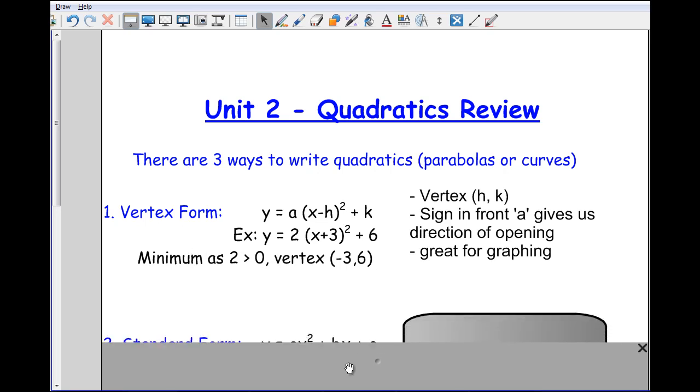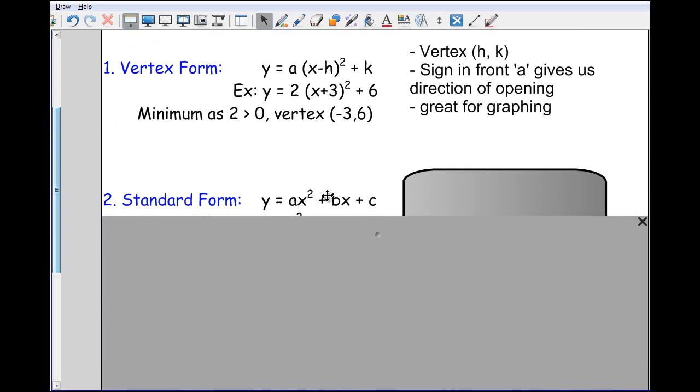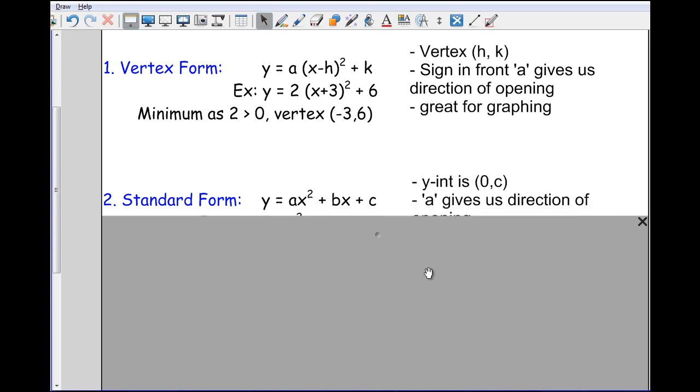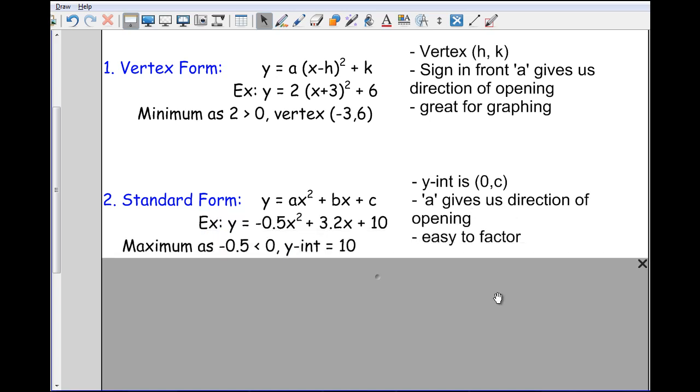The second form, which we're more accustomed to seeing, is standard form: y equals ax squared plus bx plus c. And the y-intercept can be read right away from this form. The y-intercept would occur when you place 0 in for x and solve. So you put a 0 in here, all you're left with is c. So the y-intercept is (0, c). Again, a gives us the direction of opening. And usually quadratics that are in standard form are quite easy to factor.